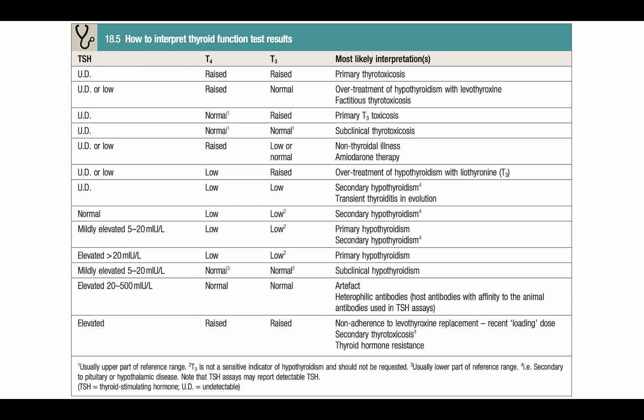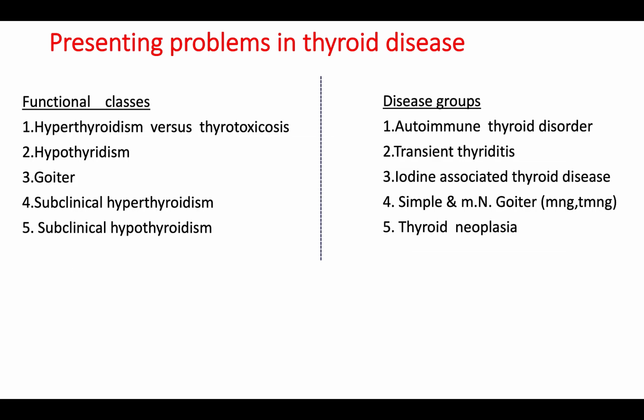بالنسبة إذا كان عندنا تي 4 والتي 3 لو اثنيناتهم نازلة مثل موجود بهاي الحالة، وهنا عندنا undetected، راح يصير عندنا secondary hypothyroidism. وعلى سبيل المثال كلهم راح نيجي كل مرض نحكي عليه بالتفصيل. عندنا الـ presenting problem in thyroid disease، بشكل مبسط راح نقسمها إلى 2 group، اعتمادا على الديزيز جروب واعتمادا على الفانكشن كلاسز. الفانكشن كلاسز يا اما هايبر هايبو جويتر سب كلينيكال هايبر سب كلينيكال هايبو. بالنسبة للديزيز عندنا اوتو اميون، عندنا ترانزيت ثايرويدايتس الانفلاميشن، وعندنا الايودين اسوشيتد ثايرويد ديزيز والسمبل اند مالتي نوديولر جويتر، وعندنا الثايرويد نيوبلازيا اللي هو الكانسر.